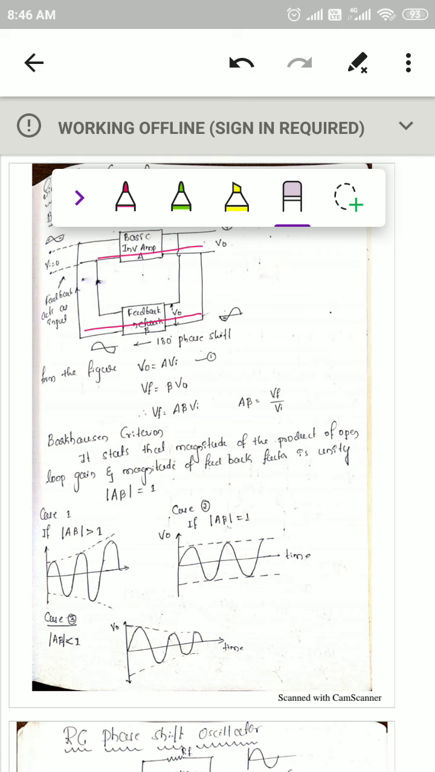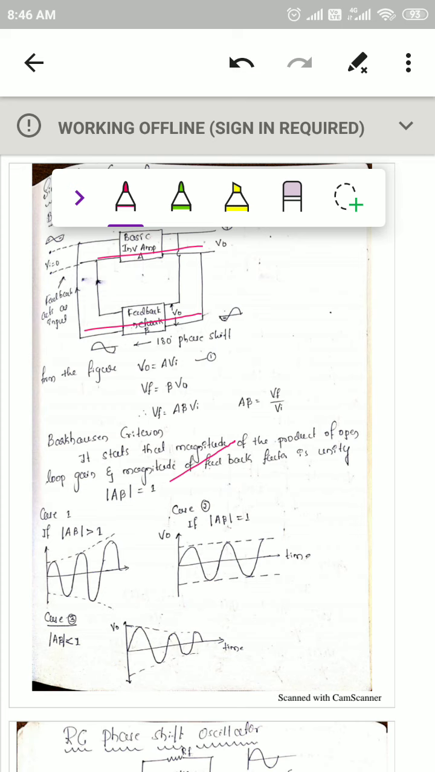So there are two criteria. One is that the phase shift around the loop is 360 degrees, and the other is that the multiplication of the forward path gain and feedback path gain should be 1. Then only are continuous oscillations produced. If your oscillatory circuit satisfies these two criteria, you will get the sine wave. Barkhausen gave three different cases: when the gain is greater than 1, what is the nature of the output voltage; when it is less than 1; and when it is equal to 1.